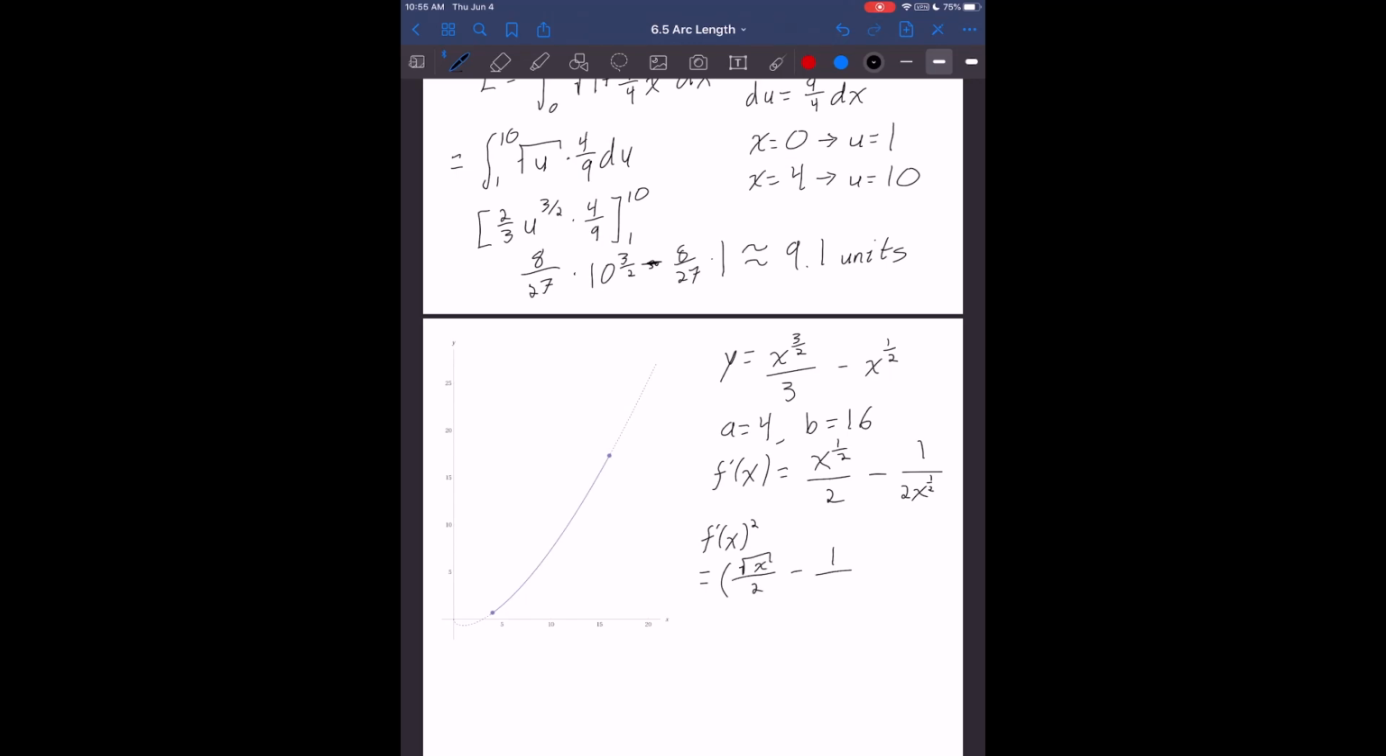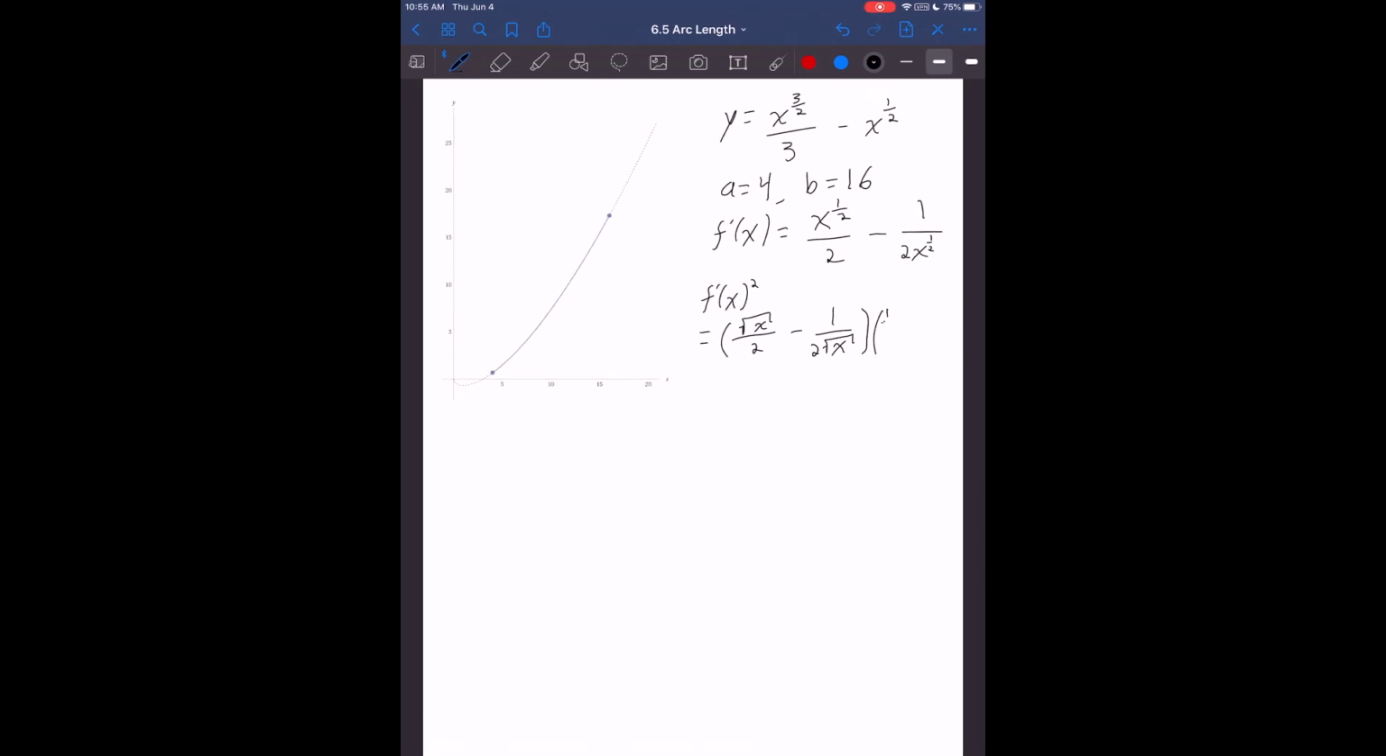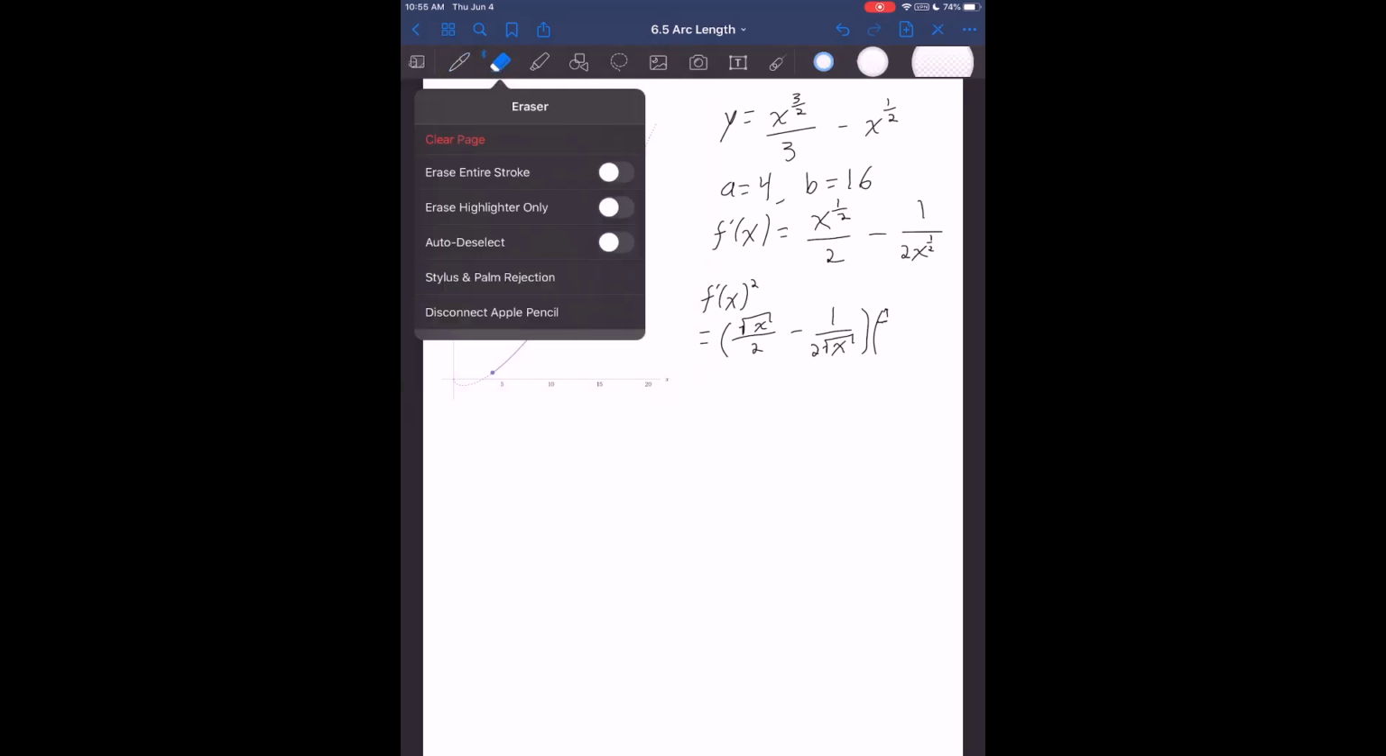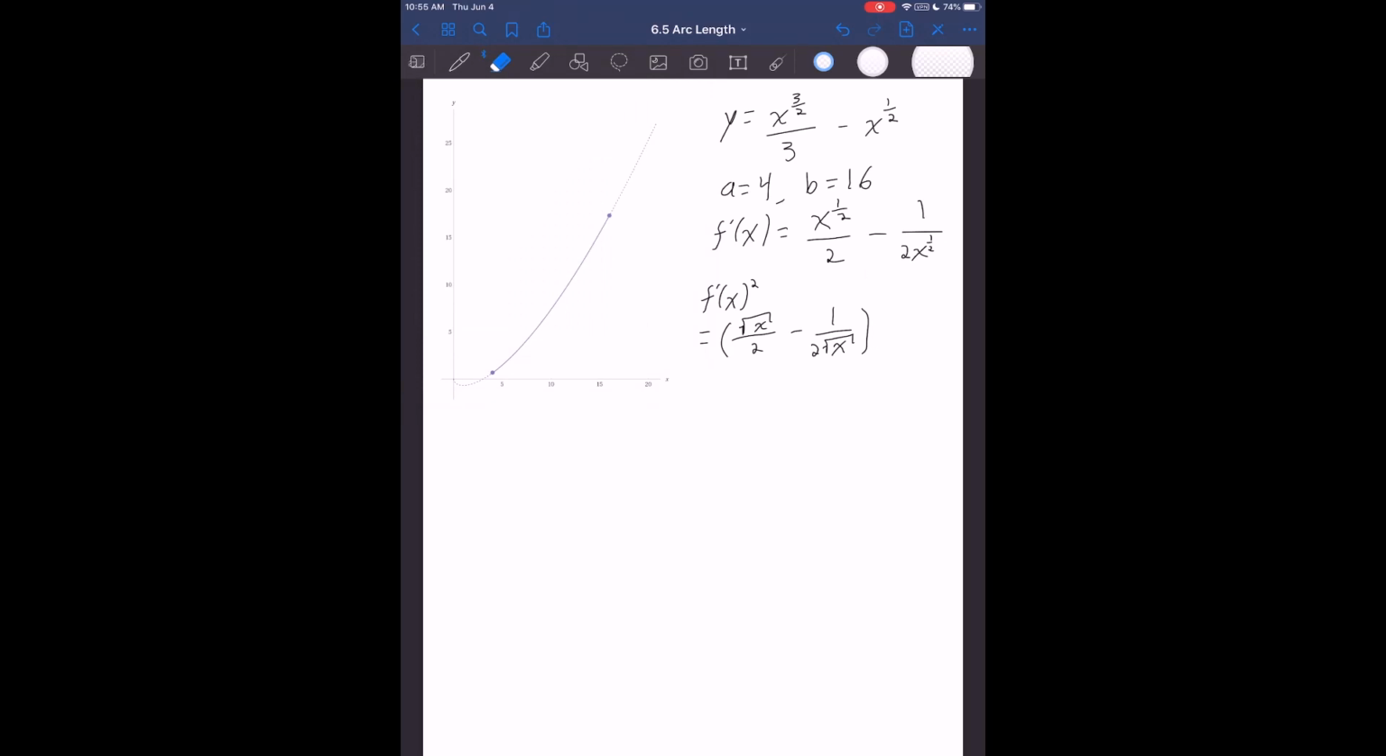So this is square root of x over 2 minus 1 over 2 square roots of x, and then we just multiply it by itself. Square root, it's not liking me writing over here. Well, let me just write it under that.